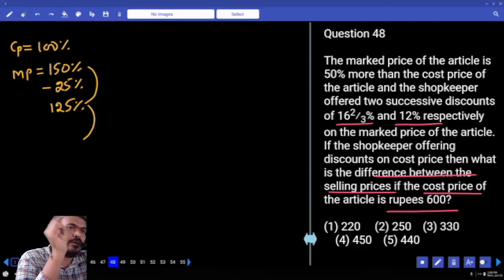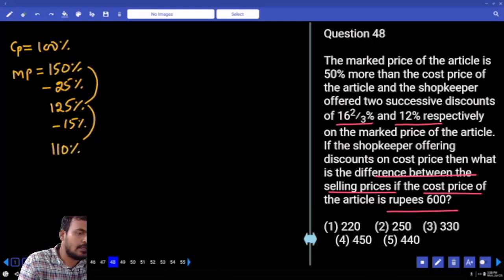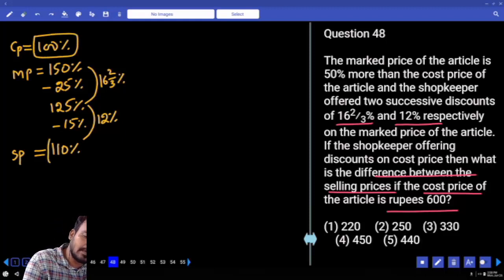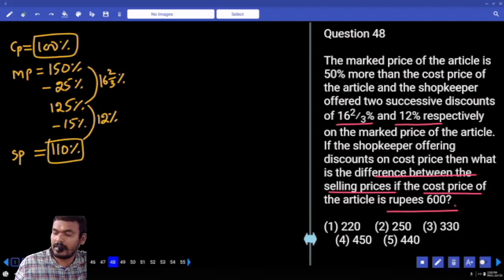What is 12% of 125? Reverse, 125% of 12. What is 125% of 12? 15. Minus 15 or plus 15? Minus 15. What is the remaining? 110%. That is selling price or cost price? Selling price. First discount 16 2/3%, second discount 12%. 12% of 125 is 15. 125 minus 15, we are getting 110. Then what is the cost price? 100%. Selling price 110%.